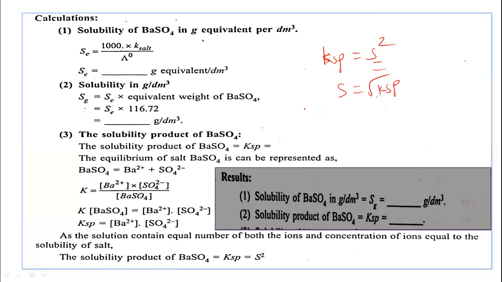So this is our second experiment, determination of the solubility product of barium sulfate or lead sulfate using conductometry. By measuring the conductance of that solution, we can determine the solubility product of the sparingly soluble salt.